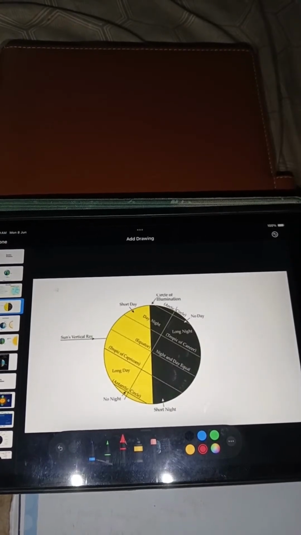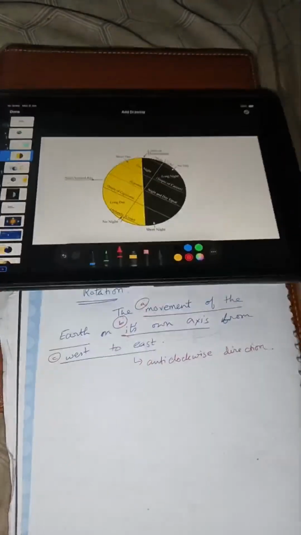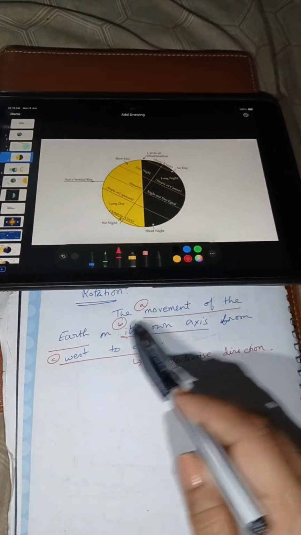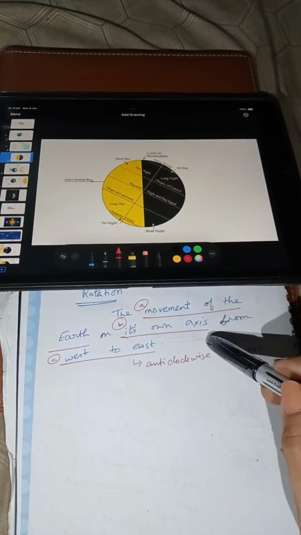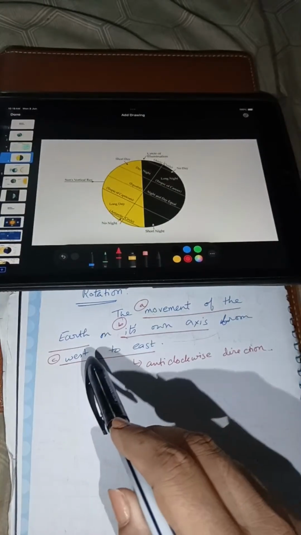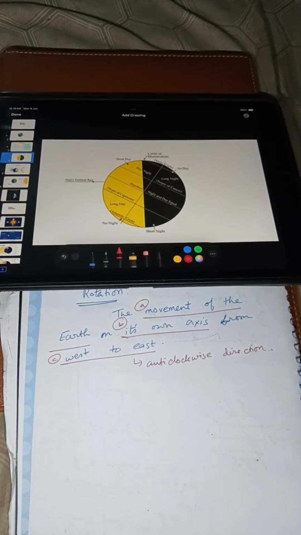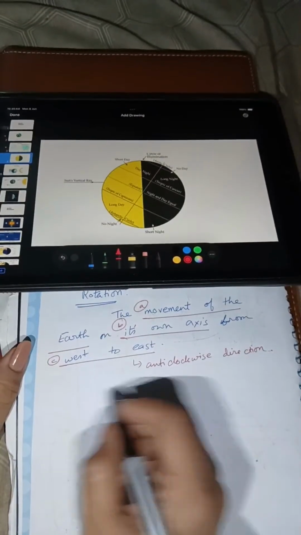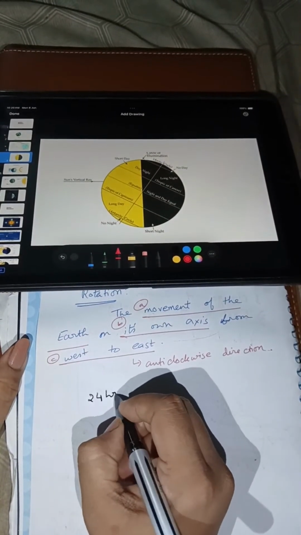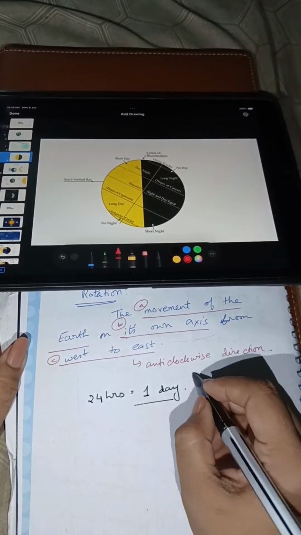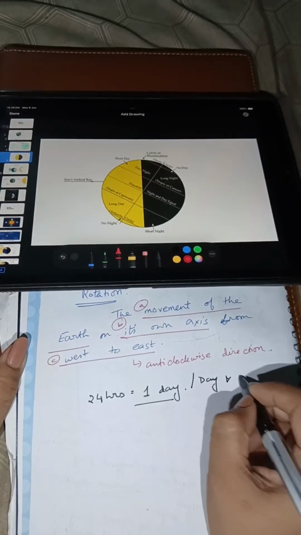Now the next concept is, what we have discussed till now from this definition: it is the own axis, how the axis is there, and the direction, how this direction is from west to east. Now the most important thing is how long it takes, that is 24 hours. 24 hours is equal to 1 day, and we know in 1 day we get day and night both.